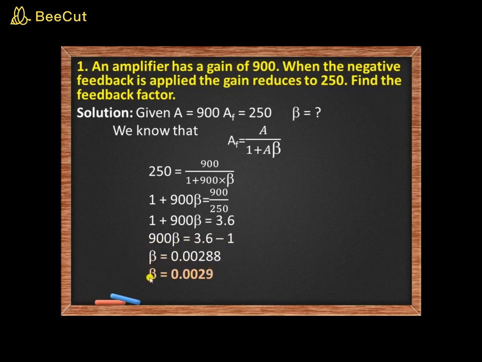which we can write as beta is equal to 0.0029.